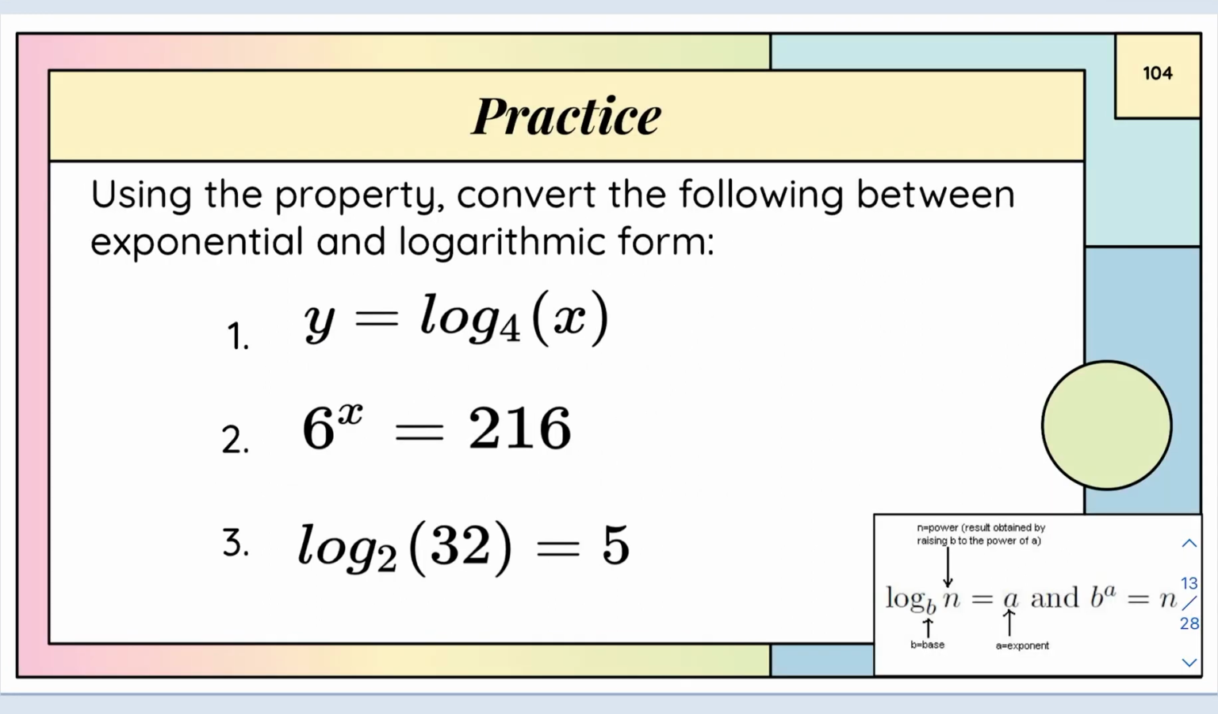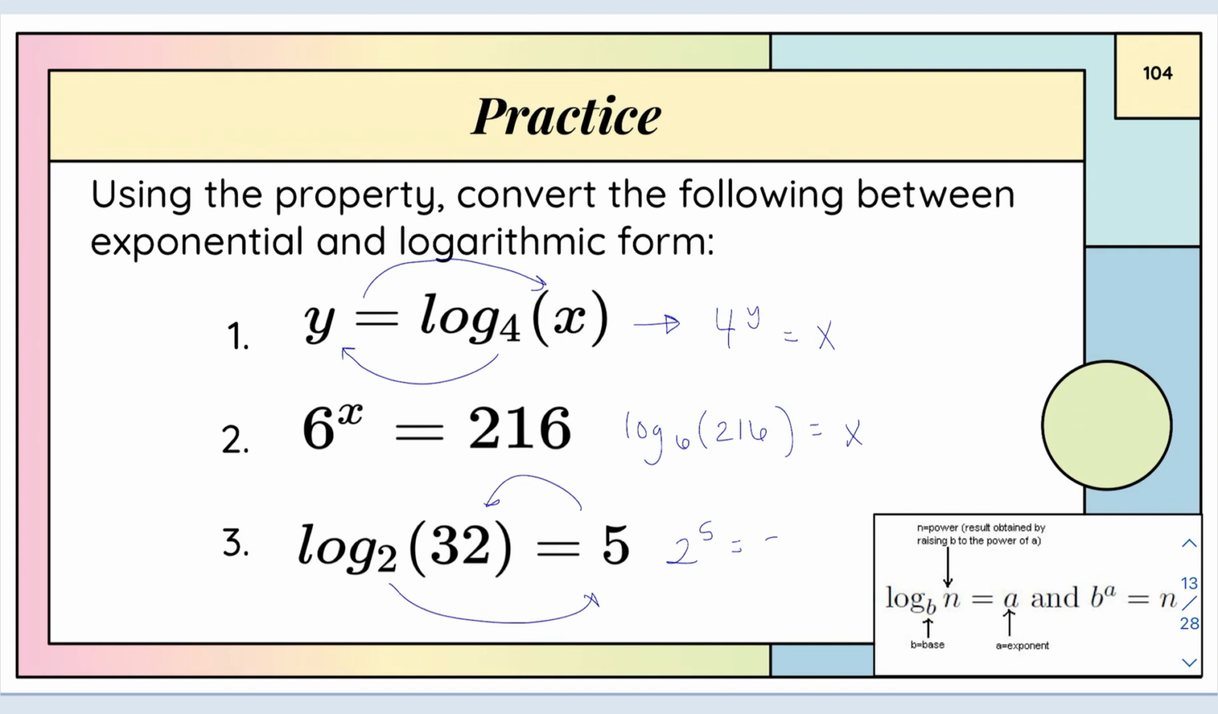Okay, so for example, if I wanted to take log base 4 of x equals y, I can change that into 4 to the y equals x. I like to draw like a little circle. 4 to the power of y equals x. Here, my base is going to stay the same, so it's going to be log base 6, and my input and output switch. Remember with inverse functions, your inputs and outputs switch. So it'd be 216 as my input now, and x as my output. And then this one, 2 to the 5th, equals 32.